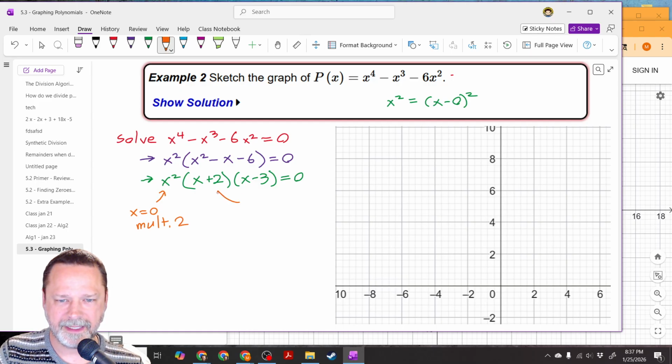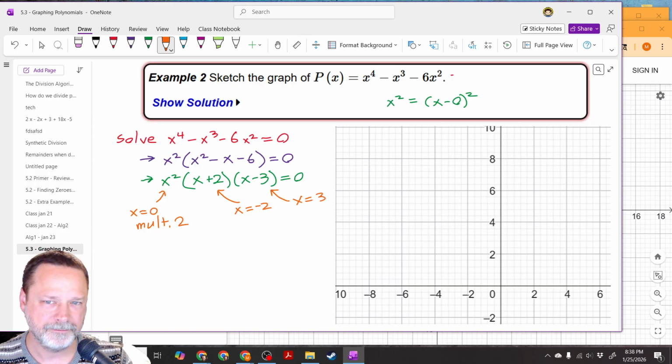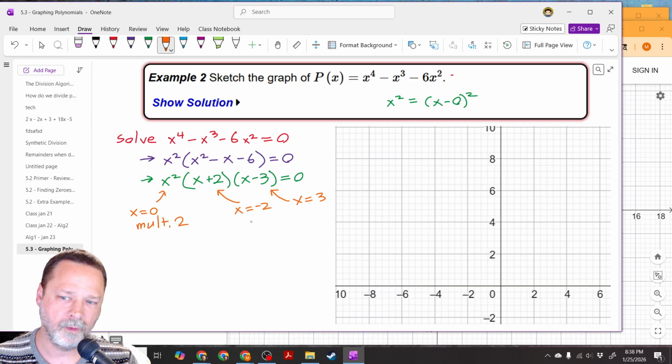And then these all have just roots with multiplicity 1. We got one at x equals -2, and one here at x equals 3. So step 1's out of the way. Let's go ahead and get our y-intercept, and that's really easy. That's just finding where x equals 0. So what is p of 0?